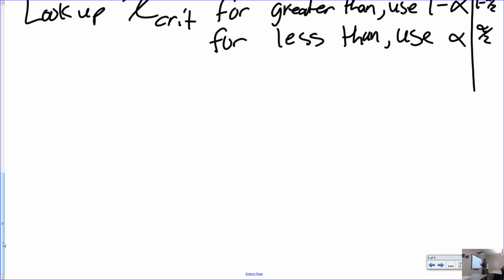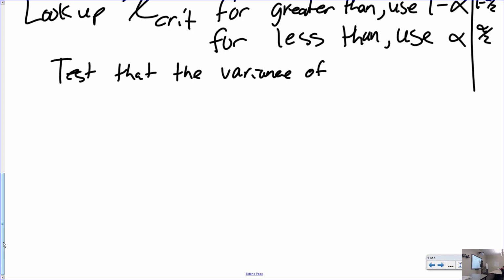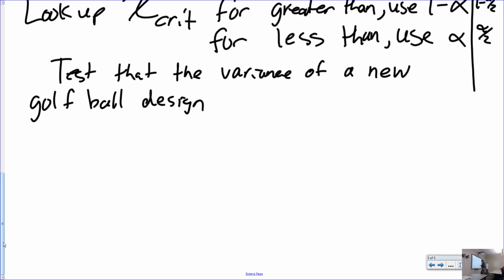All right, so let's do one. Test that the variance of a new golf ball design is less than 2.2. For whatever reason, we're trying to claim that the golf balls we're manufacturing have less variance in the distance that they go, so that you can be more accurate when it comes to deciding how far you're going to hit the ball, right?